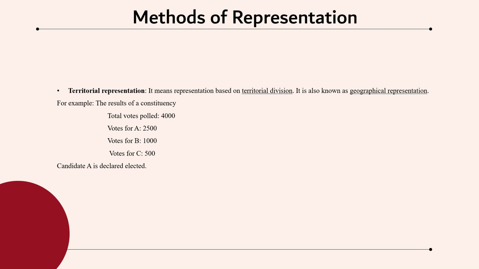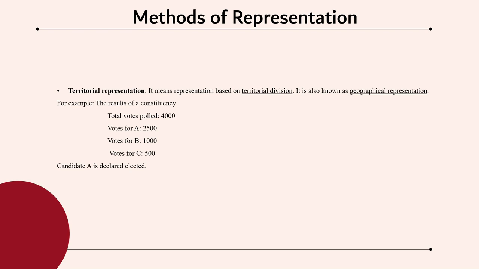Let us discuss methods of representation. First, territorial representation. It means representation based on territorial divisions. It is also known as geographical representation. For purpose of election, the whole country is divided into units. Each unit is known as an electoral district or constituency.